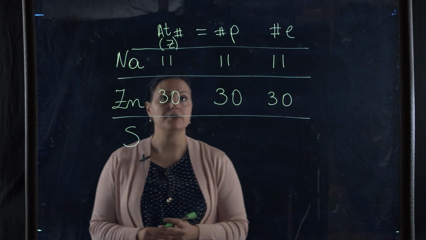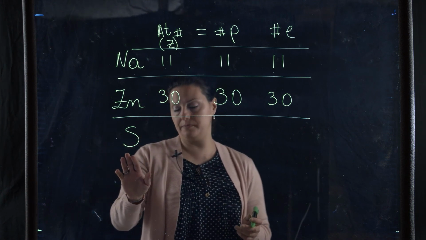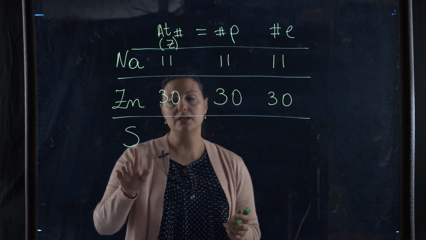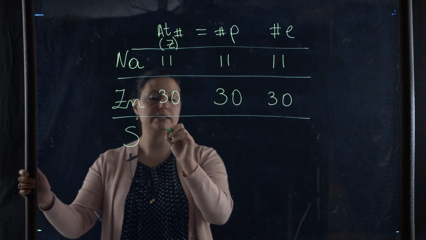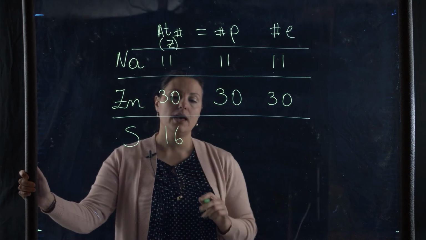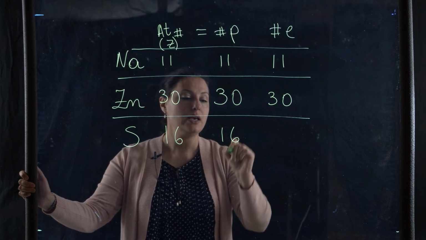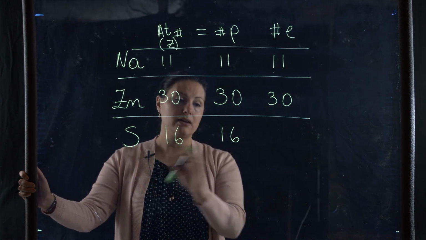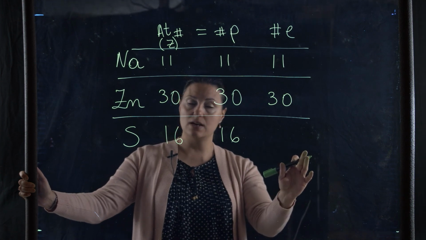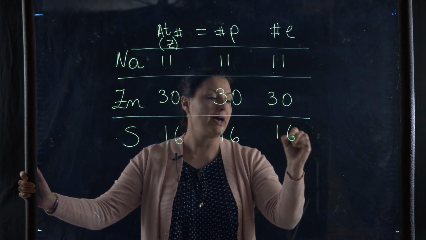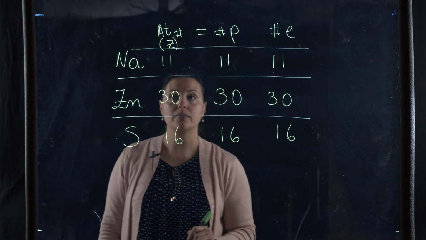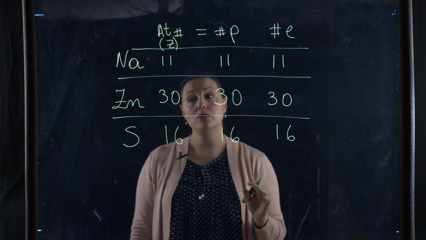Now let's look at sulfur. The atomic number of sulfur is 16. The atomic number, once again, tells us the number of protons. And because it's a neutral atom, the number of protons has to equal the number of electrons. So I have 16 electrons as well. Now this is for neutral atoms.